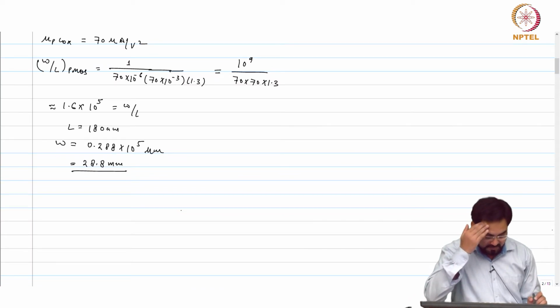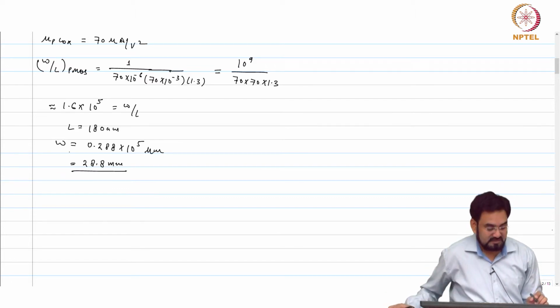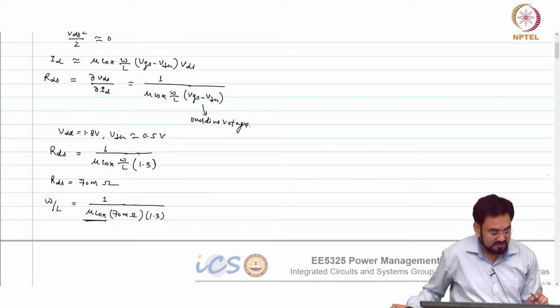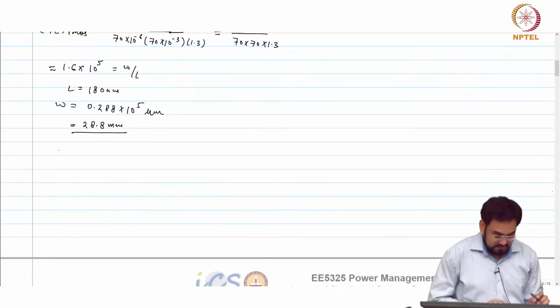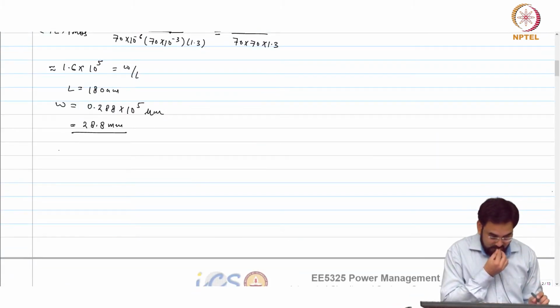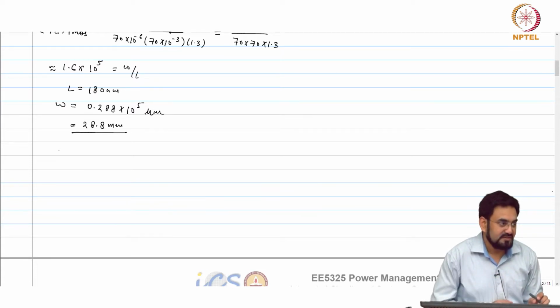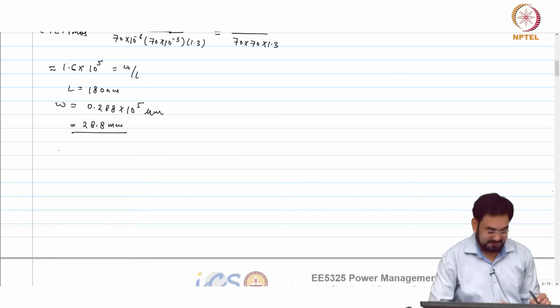Okay, so 28.8 millimeter was the width we calculated for RDS-on of 50 milliohm, correct? So from this we can calculate the gate area and find the gate cap.